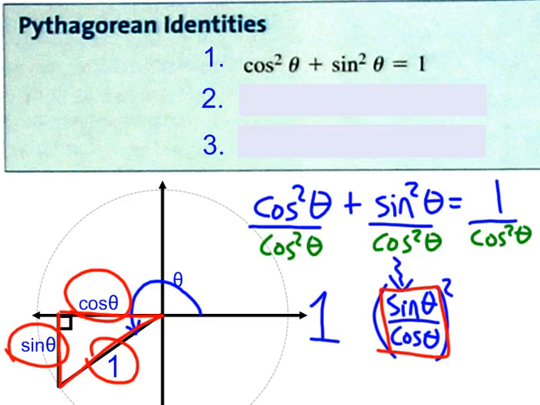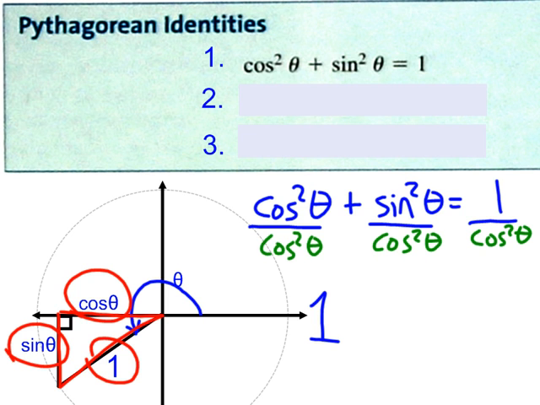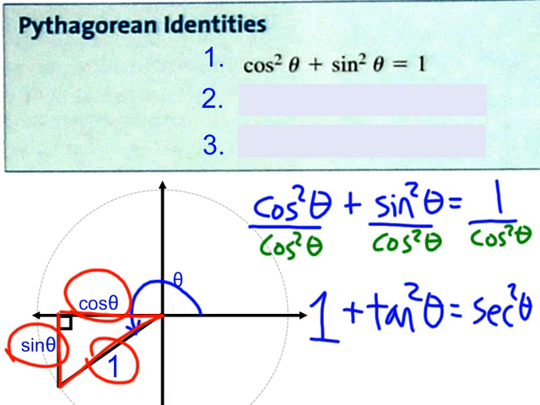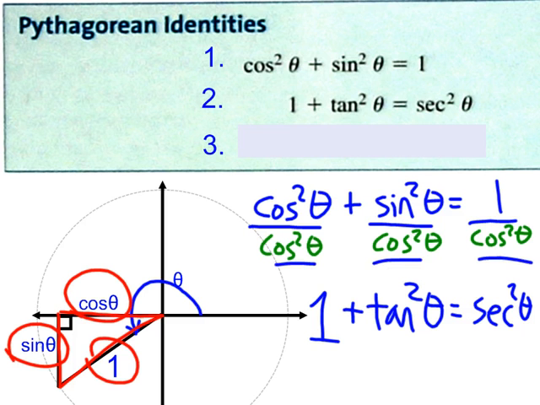So I'm going to erase this for space, but you see where I'm going. This is going to be tangent squared of theta. And the last one, by similar reasoning, the reciprocal of cosine is secant, so the reciprocal of cosine squared is secant squared of theta. And that is our second Pythagorean identity. In a similar manner, instead of dividing by cosine squared, we could divide by sine squared.